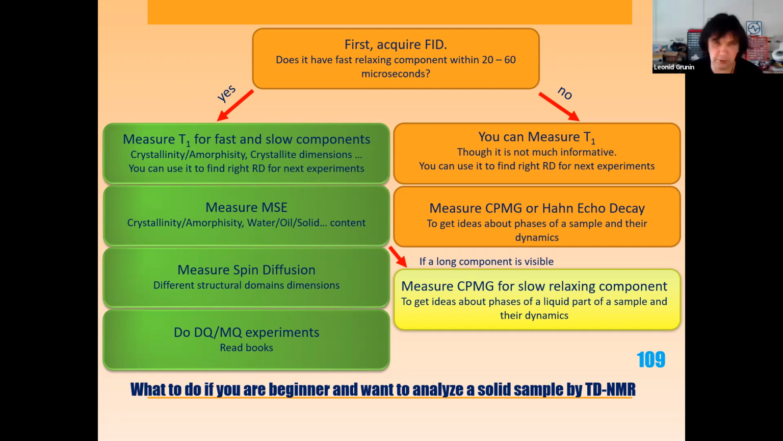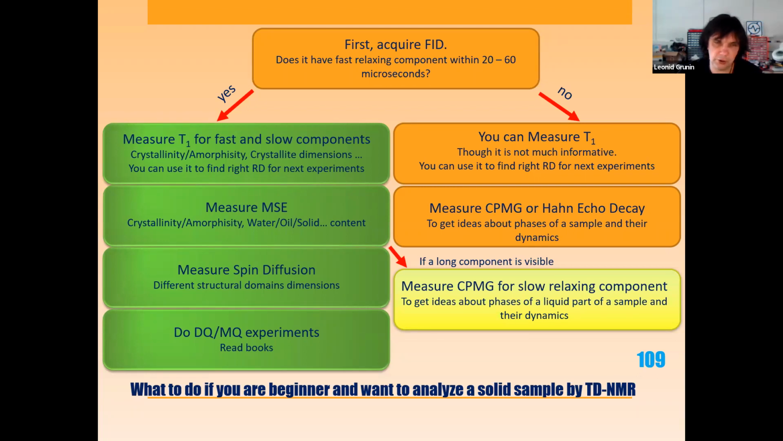You can measure the magic sandwich echo, or solid echo, more precisely with more accurate scanning, and then get what we discussed. You can get crystallinity, amorphicity. You can get different phase ratios, like something movable that can be water, oil, or maybe soft or solid fat or whatever. So this is about the content. MSE can give you information about the content of different phases of the sample.